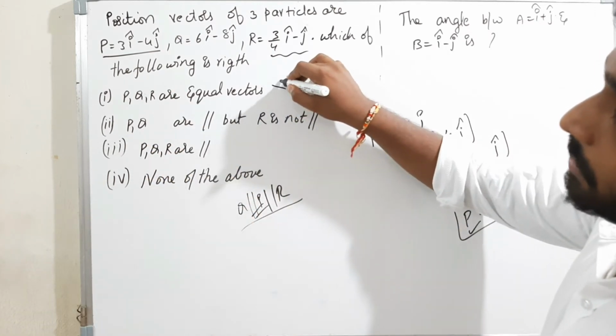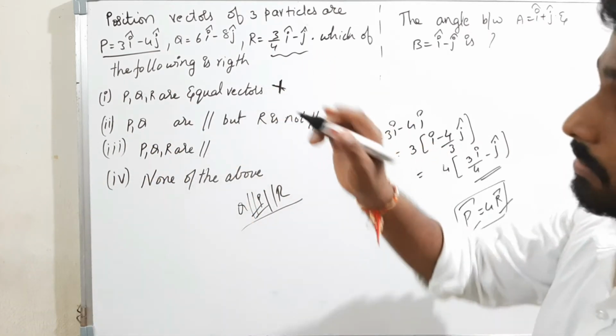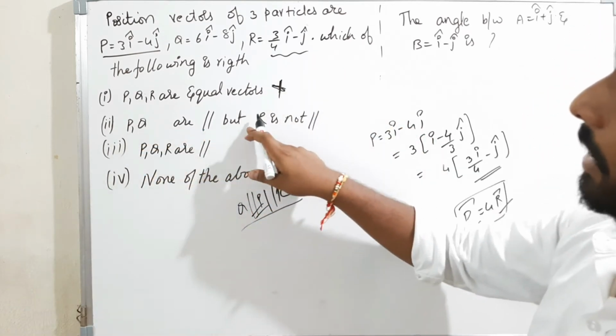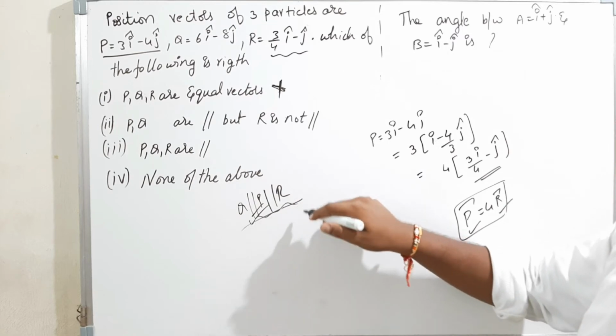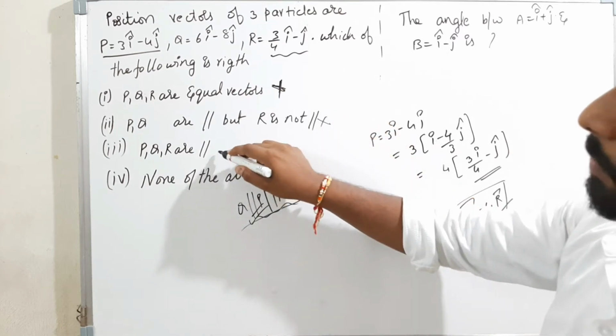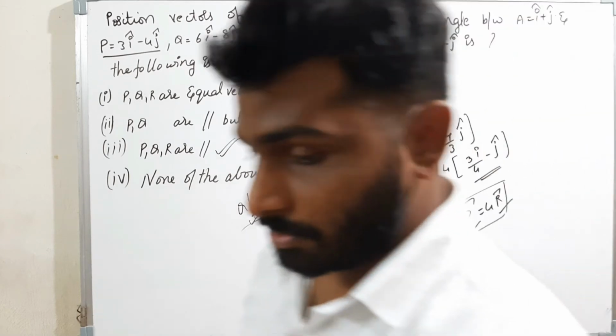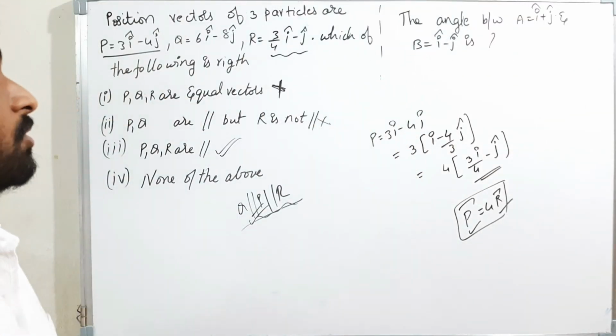See, they are not equal vectors. For equal vectors the magnitude also must be same. Therefore they are not equal vectors. And P, Q are parallel but R is not parallel? But all 3 are parallel. Therefore this is wrong. And P, Q are parallel. Therefore option 3 is right. Okay, now we will see one more question.